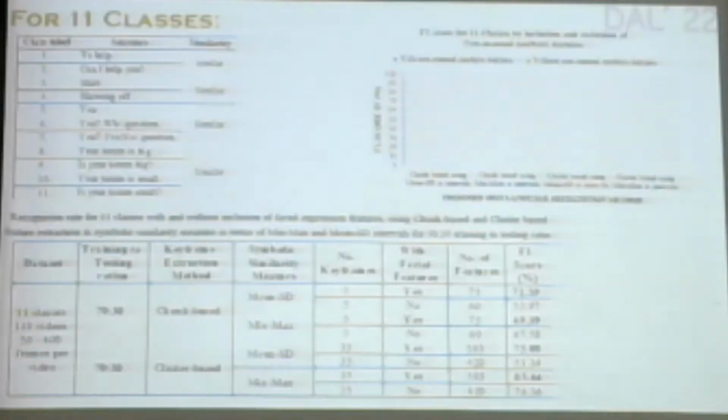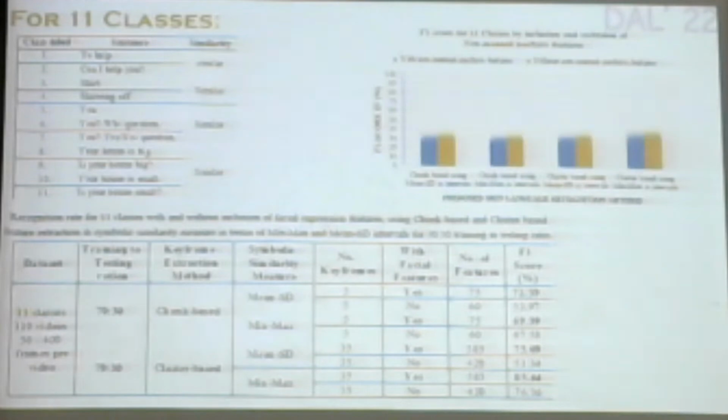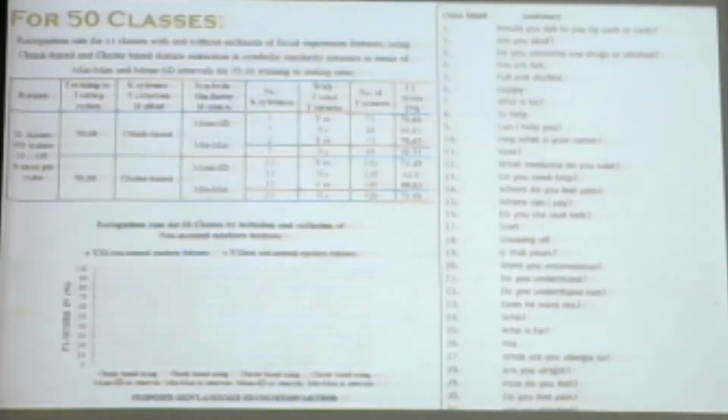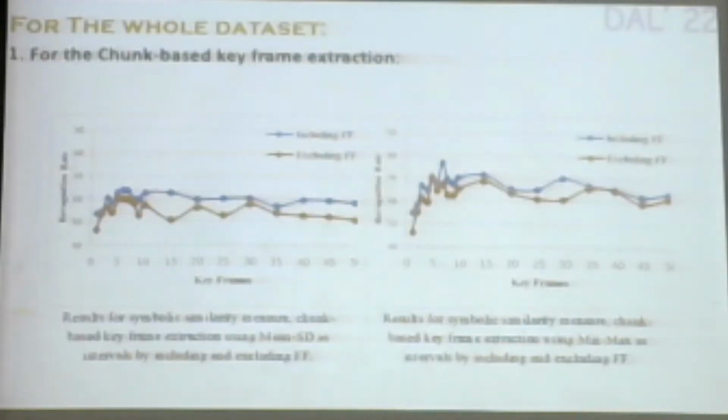We did the same for 11 classes as well, which are similar to each other as well. The next set was 50 classes, which have some sort of non-manual markers or facial expressions included in them. And these were the results. And we ran it for the whole database of 80 classes.